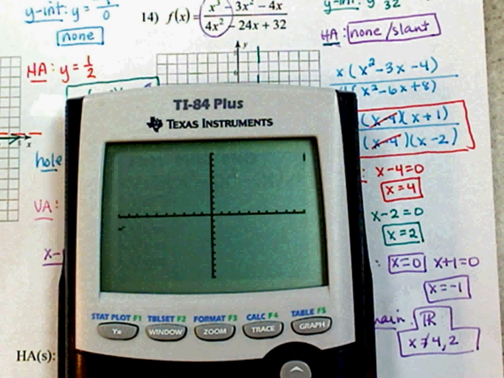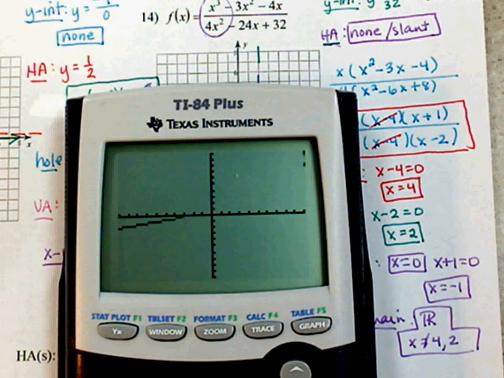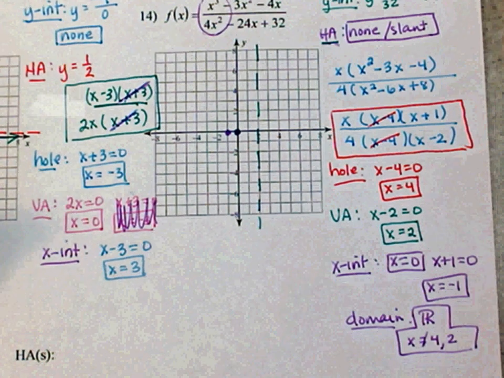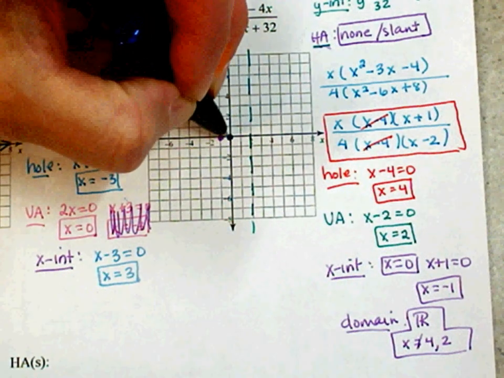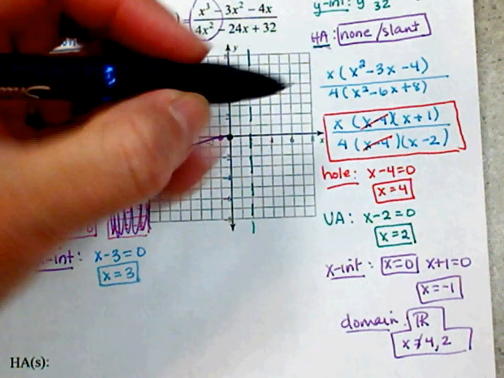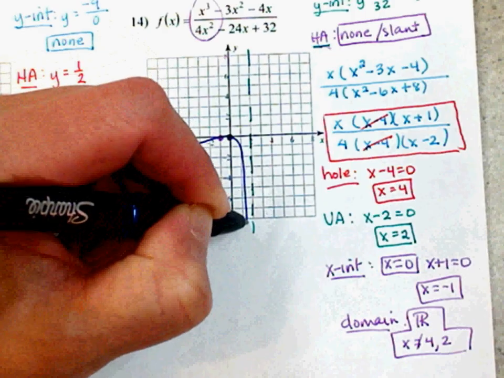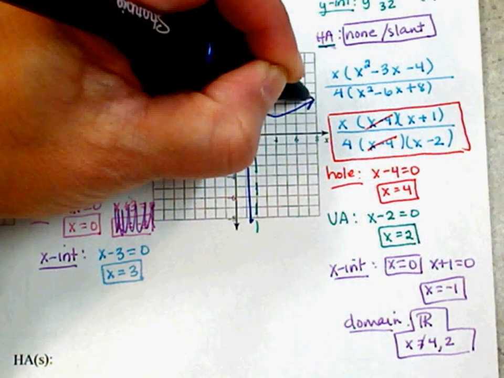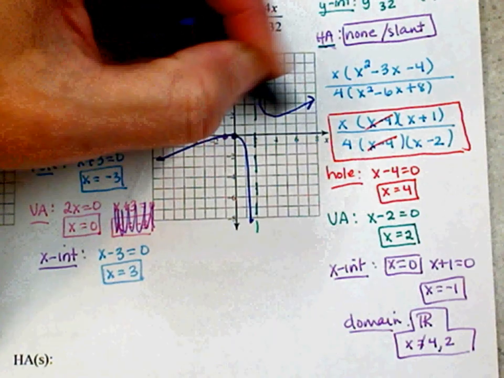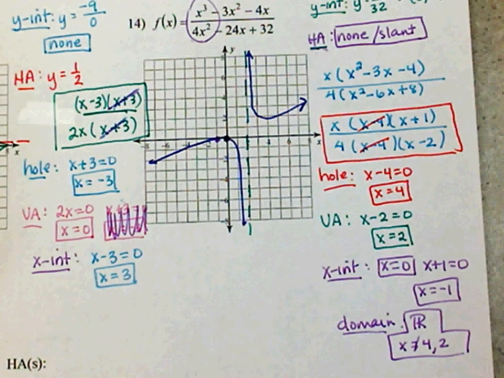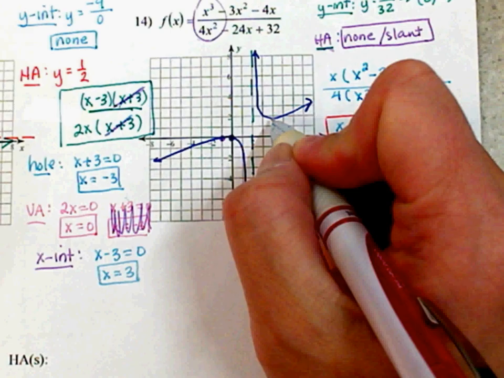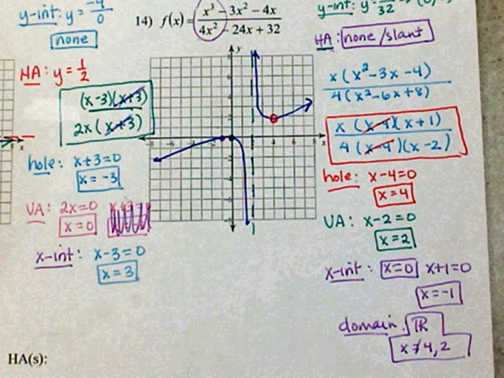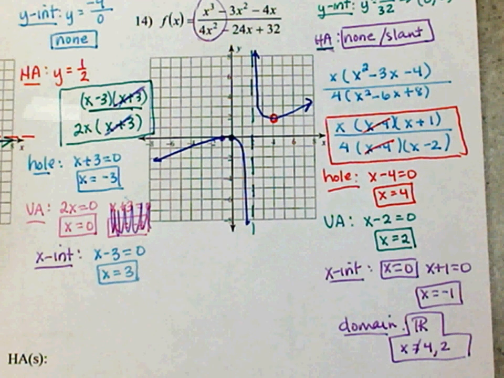All right, so there I have my graph. There we go. Okay, so the graph goes like this. And the other one goes over here. There's a slant right here, but you don't need to worry about that. And the hole is at 4, so we're going to put a circle right there for the hole. Okay? And there you have your graph.